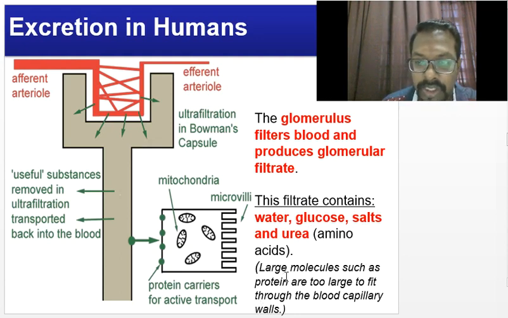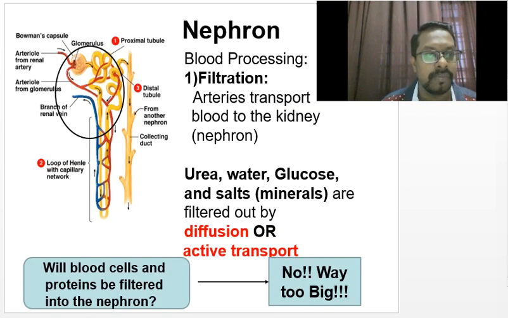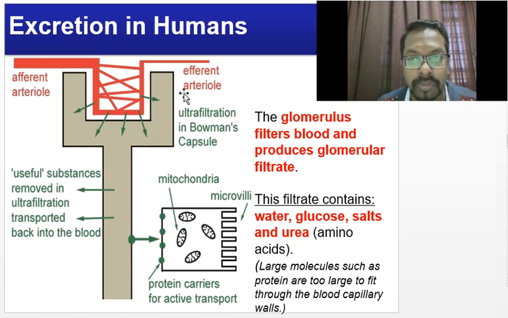Now large molecules such as protein are too large to fit through the blood capillary walls, so that's why in the previous slide we said, will the blood cells and protein be filtered? Same, because they are too big. So I show it back to you. Now afferent, you should know afferent means from where. Ask yourself, I'm going to ask you that later.